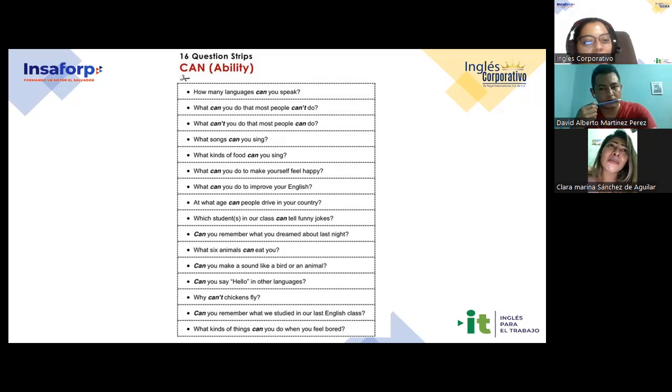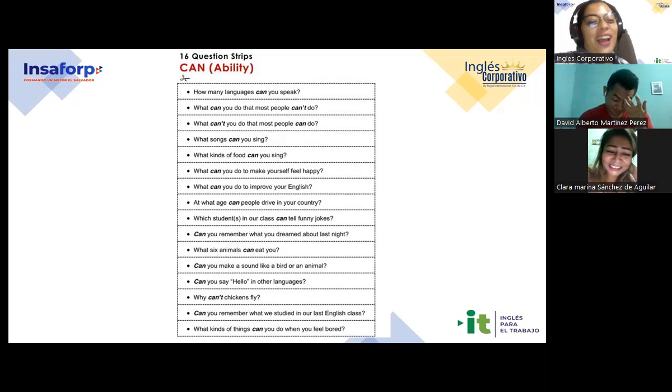Estuvimos estudiando how much, how many. No. Lo que estábamos viendo del verbo have y has. No sé cómo se dice en las personas. Ajá, okay. In our last class, we studied how to use have and have to and has to. Okay, muy bien. Excellent, guys.